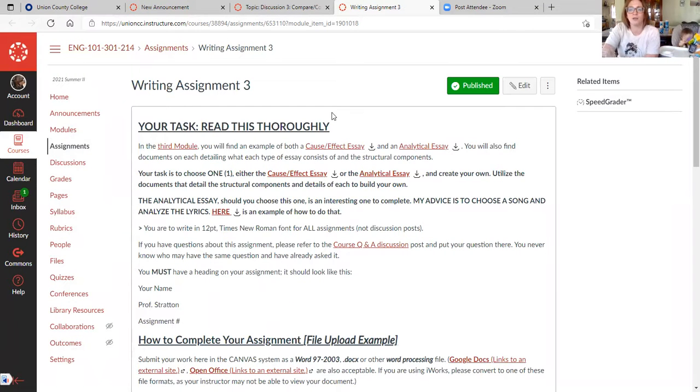Okay. I do find the analytical essay to be just as easy as a cause effect essay. Cause effect, I also like to use Dr. Seuss's The Lorax, because that's a really good example of a cause effect essay.